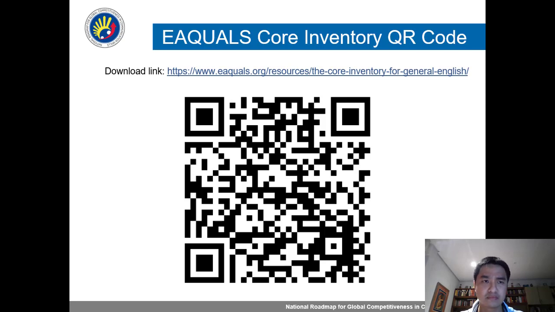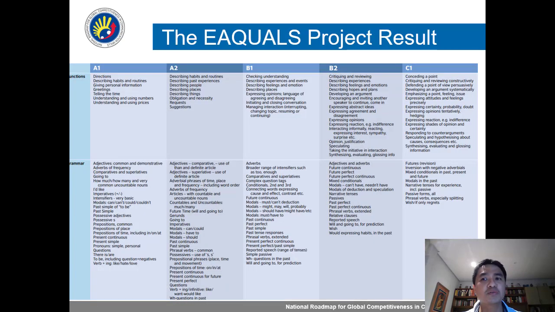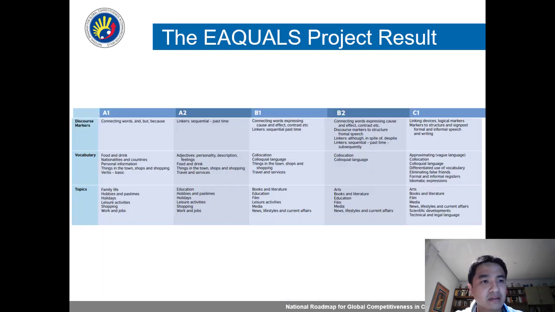Okay, so if you turn to the EAQUALS page, this is the project result, it's just to really make things simple for you. Basically it divides all the A1 skills together, all the A2 skills together, all the B1 skills together, all the B2 skills together, and it's grouped by functions, grammar, discourse markers, vocab, and topics. So you'll need this table to design your CEFR-aligned curriculum.